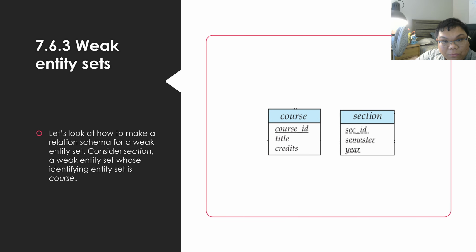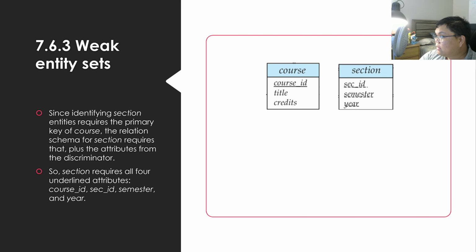Here's how we do weak entity sets. So now we have course and section, which as we've seen are weak. No, course is a strong entity set, section is a weak entity set. Course is the identifying entity set for section. Since identifying section requires the primary key of course, the relation schema requires that plus the discriminator attributes. So we write section as course ID, section ID, semester, and year.